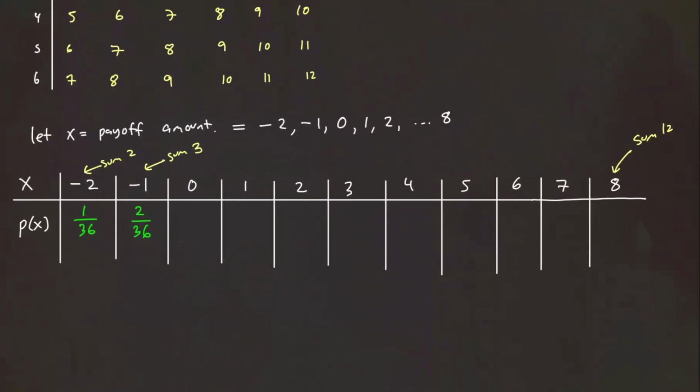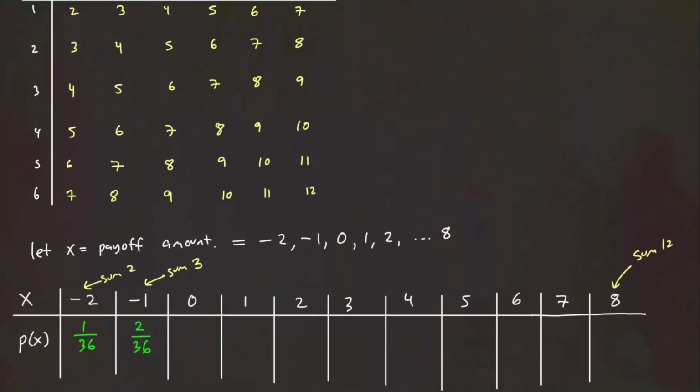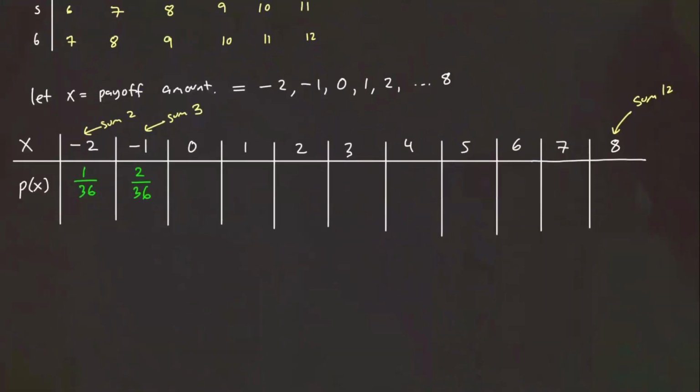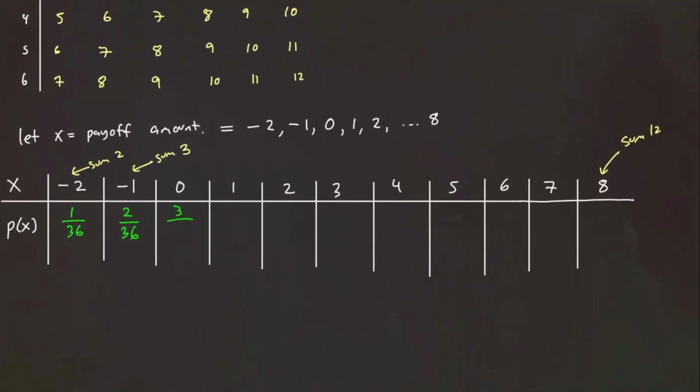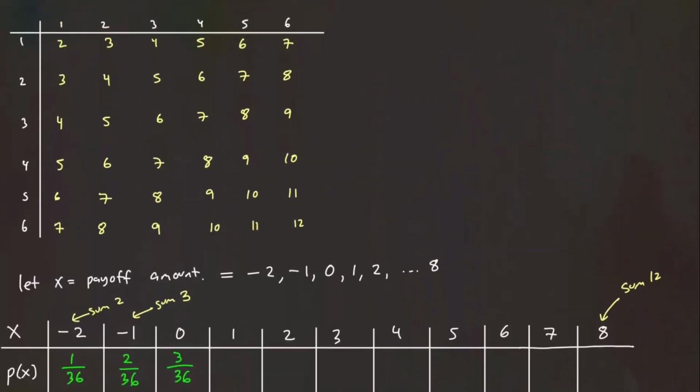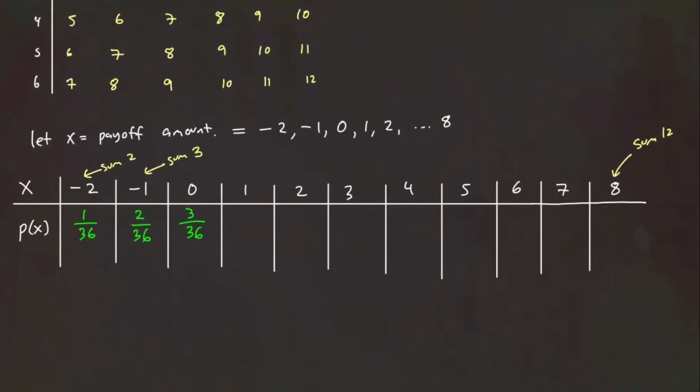Now, for the X value 0, we know the sum is a 4. So the sum is a 4 along this diagonal. And this is 3 of them. So 3 out of 36. So hopefully you get the idea where this is going. Now again, for X equal 1, that means the sum is a 5. So 5 is right here. Sorry, not that. Right here along this diagonal. There are 4 of those outcomes. So that's 4 out of 36.